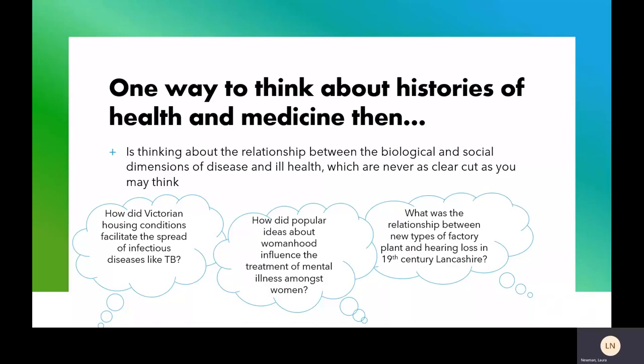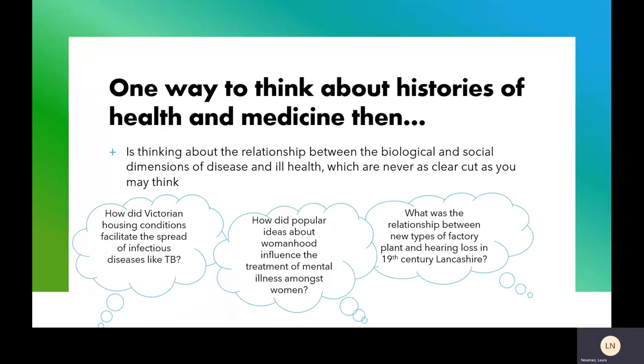Then moving to an example which has a less clear-cut biological cause. In some cases, doctors are still debating the biological causes of mental health conditions, so this is a bit more of a hazy area. But thinking about how popular ideas about womanhood influenced the treatment of mental illness amongst women. How was sexual behavior seen as a sign of ill health, whereas today we would not necessarily see it as that? We would just see it as a sign of a woman being in control of her body and exercising her agency, in a way that the Victorians might not have seen it.